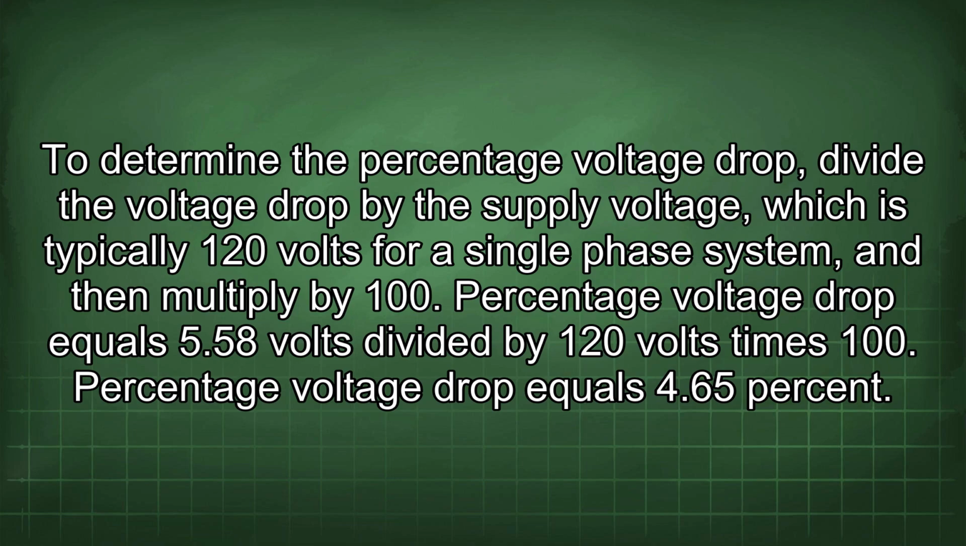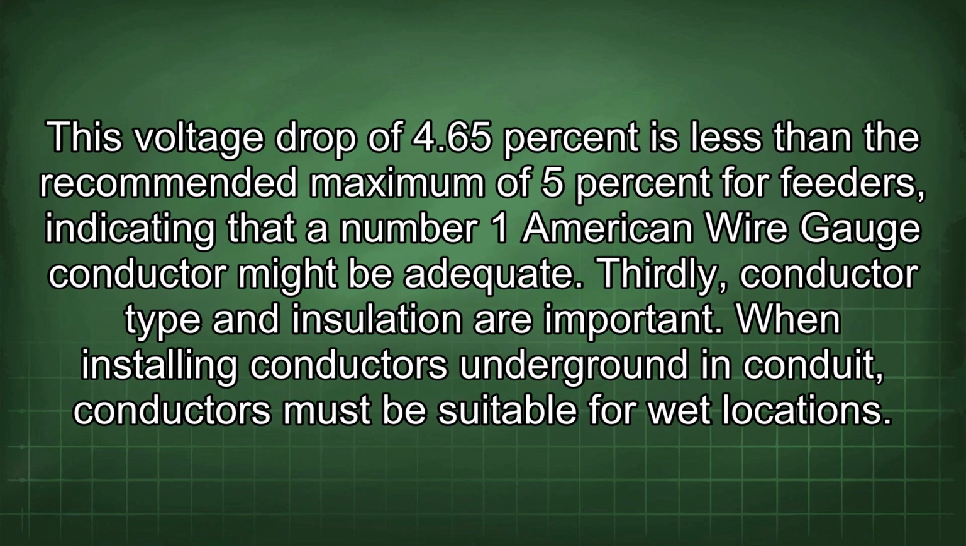To determine the percentage voltage drop, divide the voltage drop by the supply voltage, which is typically 120 volts for a single-phase system, and then multiply by 100. Percentage voltage drop equals 5.58 volts divided by 120 volts times 100. Percentage voltage drop equals 4.65%. This voltage drop of 4.65% is less than the recommended maximum of 5% for feeders, indicating that a number 1 American wire gauge conductor might be adequate.